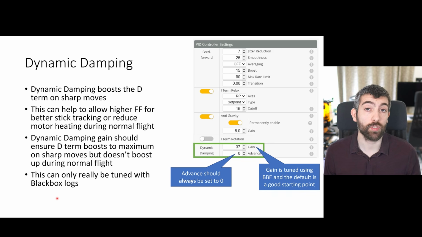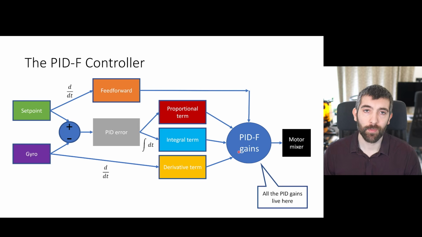You need to tune the dynamic damping gain so that the D term boosts up to maximum on sharp moves, but sits at its minimum value during normal flight, and this can only really be tuned with Blackbox logs. The gain of 37, which is default, is a pretty good starting point. Dynamic damping advance should always, under all circumstances, be set to 0.